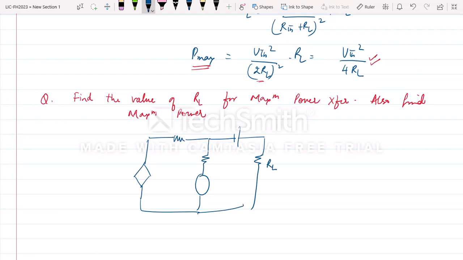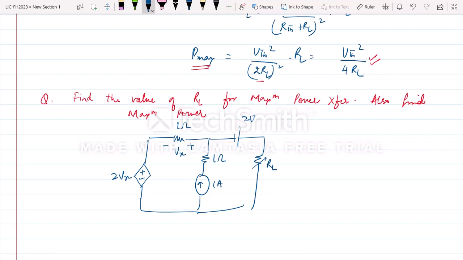So this is RL. This is 1 ohm. This is 1 ampere. And this is a dependent source of 2Vx. This is 1 ohm and a voltage of Vx is here. And this is 2 volt. Now this has a dependent source 2Vx which depends on Vx. This is voltage Vx. And this is an independent source of 1 ampere. And this is RL. So we have to find the value of RL for maximum power transfer.